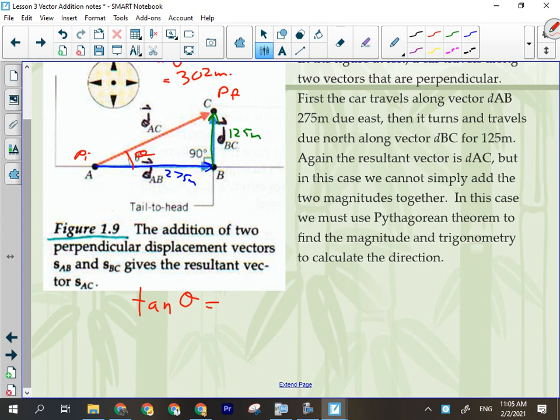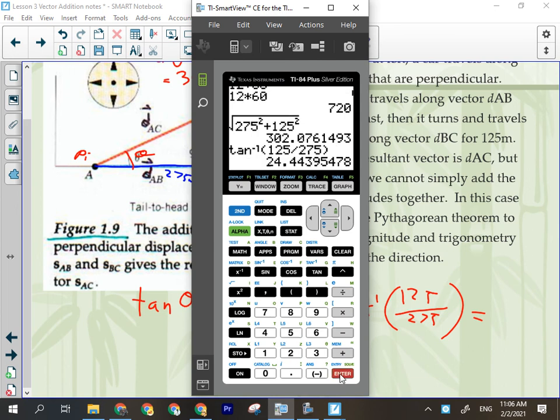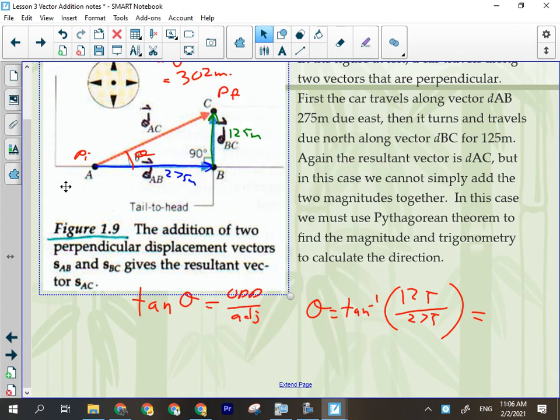So tan of theta equals opposite over adjacent. I'm looking for theta, so that means bring tan over. Theta will be tan to the minus 1 of the opposite side, 125, divided by the adjacent side, 275. So that angle is 24.4 degrees.